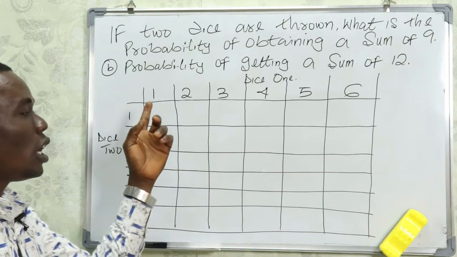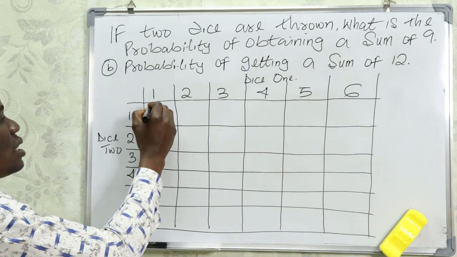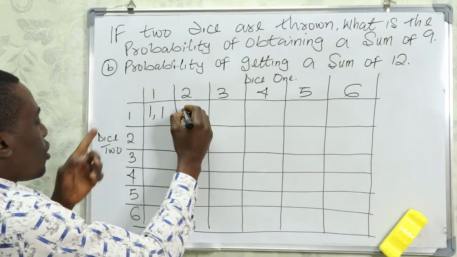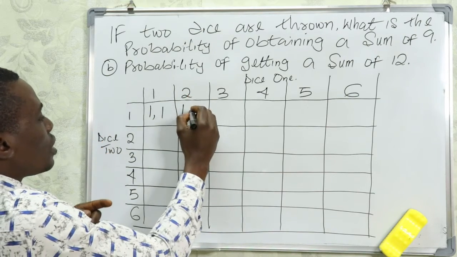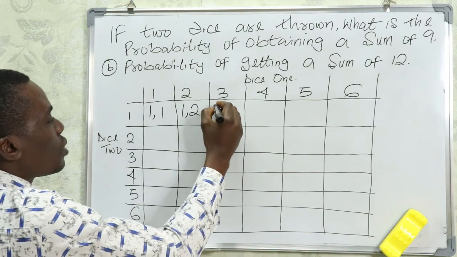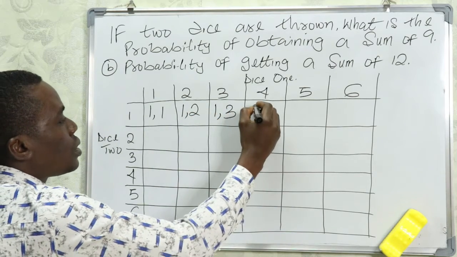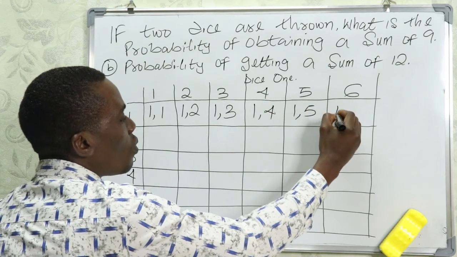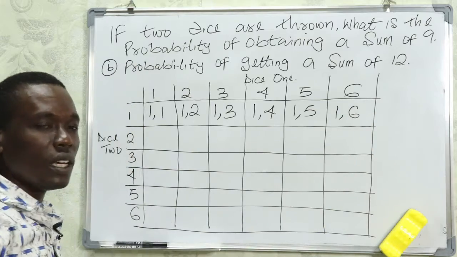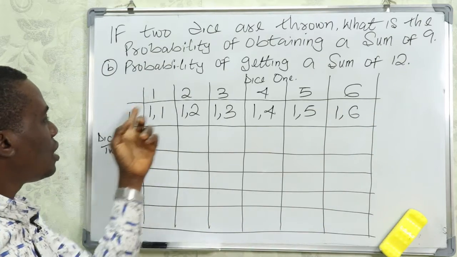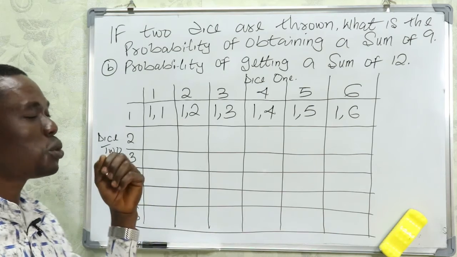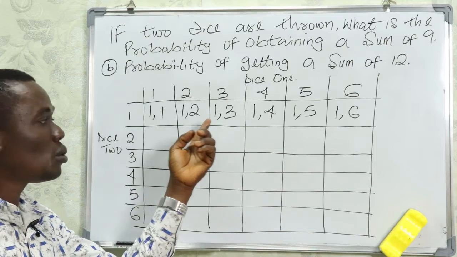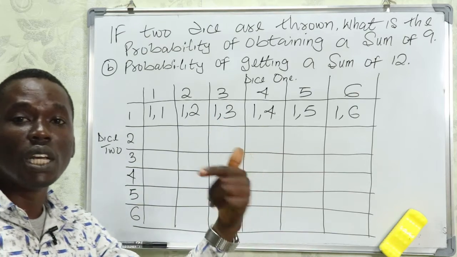Good. Now if you throw the first dice, there's a possibility that you can have a 1 and a 1. Here is a possibility that you can have a 1 and a 2. Here we have the possibility of having a 1 and a 3, a 1 and a 4, a 1 and a 5, a 1 and a 6. So if we throw the two dice at a stretch, we can have a 1 and 1, a 1 and 2, a 1 and 3, and on and on.